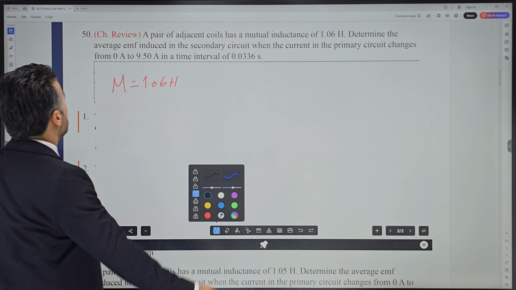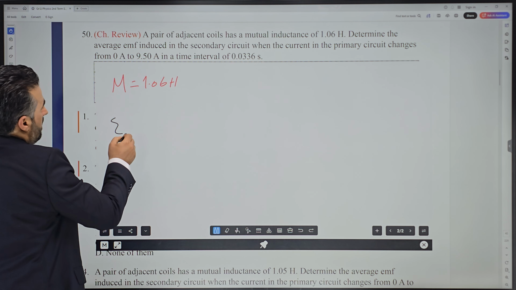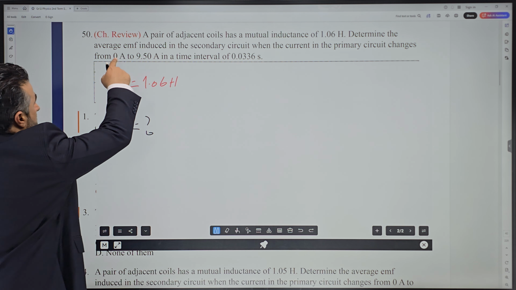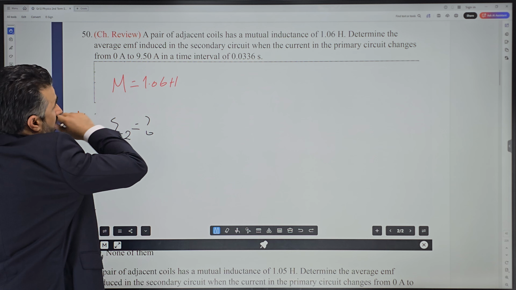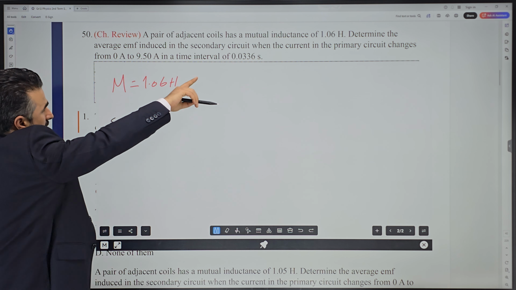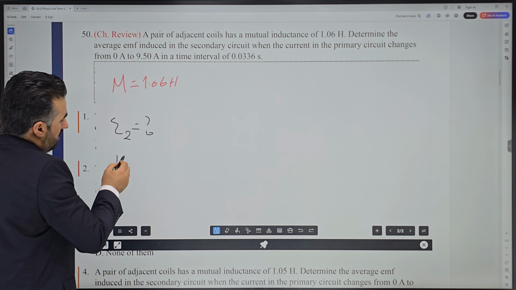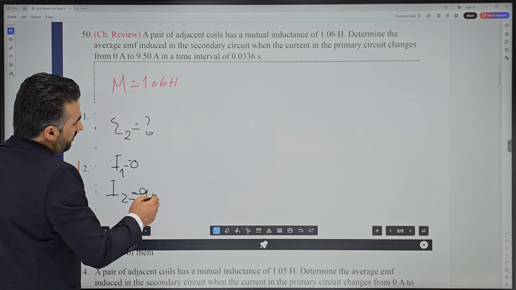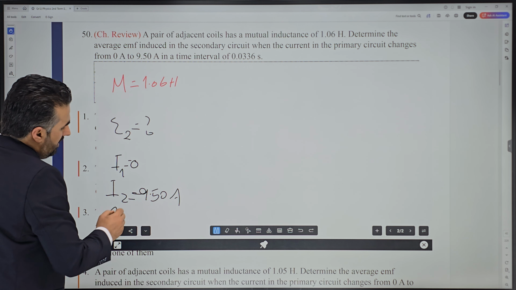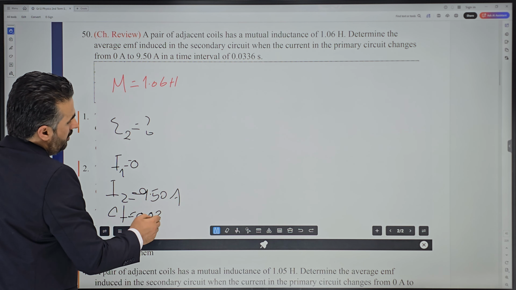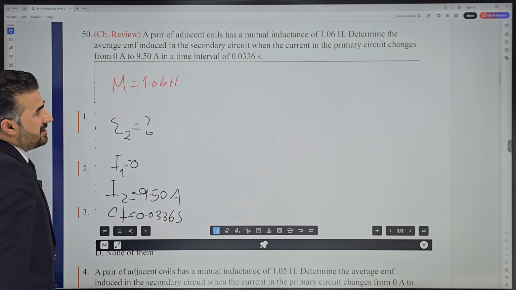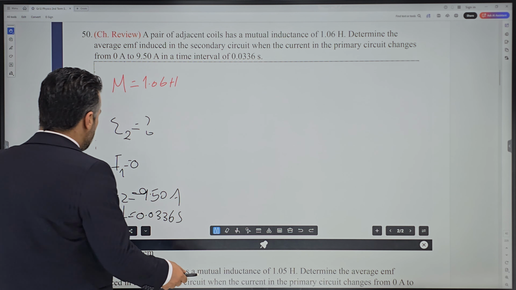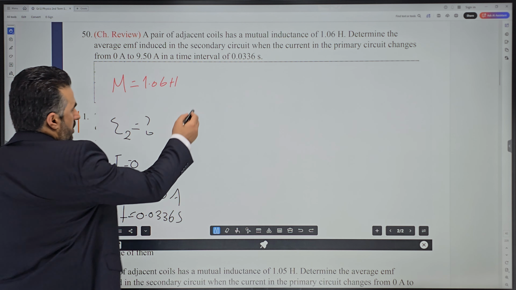The next thing says determine the average EMF induced in the secondary coil when the current in the primary changes from 0 to 9.5 ampere in a time interval of this much. The current goes from 0, that would be I1, to I2, which is 9.5 ampere, in a time that is equal to 0.0336 seconds. Now all you have to do is write the equation here.